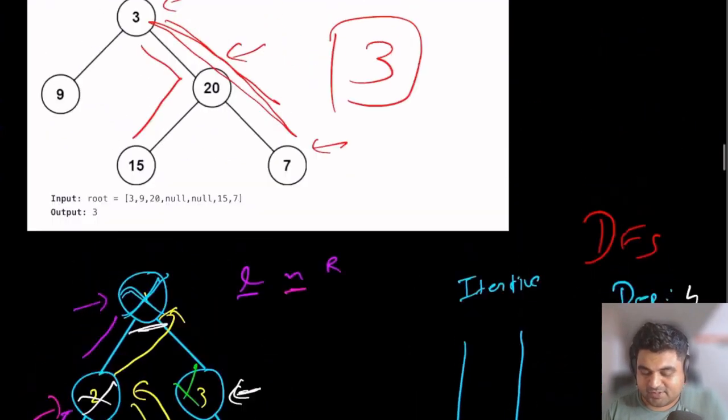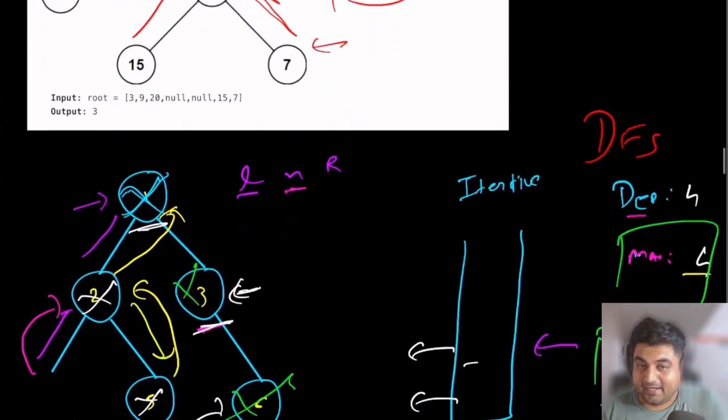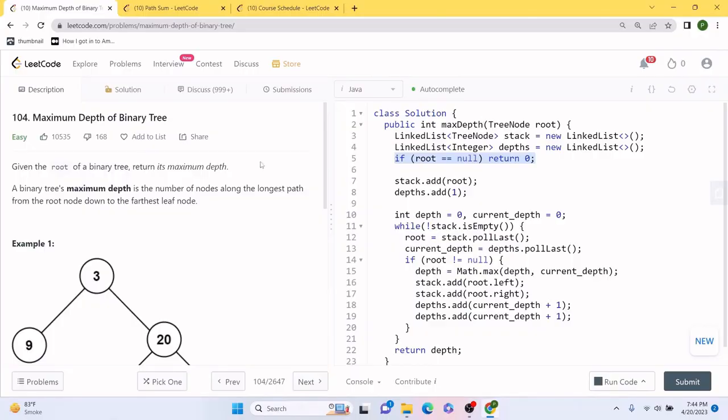I know this was a LeetCode easy problem, and very justifiably. I like this problem because it opens your mind about depth first search concepts, and you would be able to solve it quite easily. Now let's see the coding solution for maximum depth of binary tree.